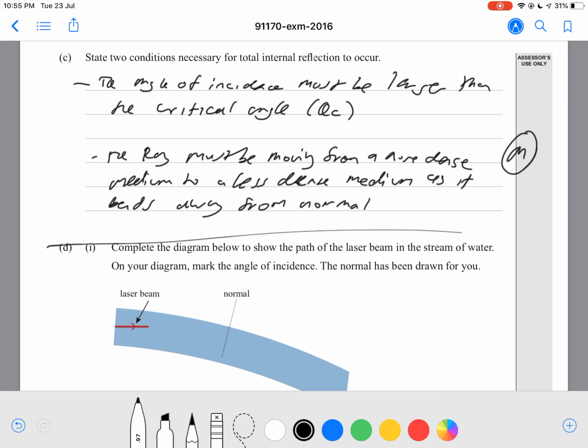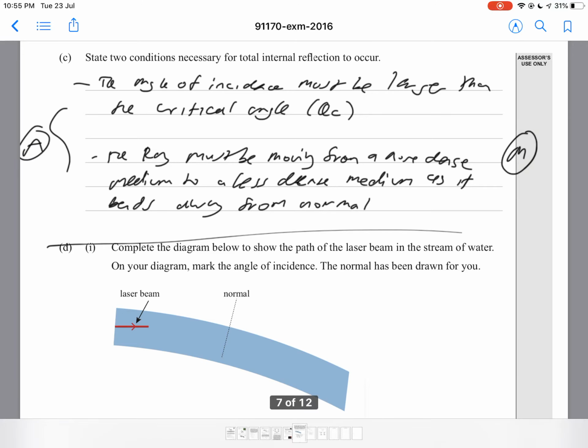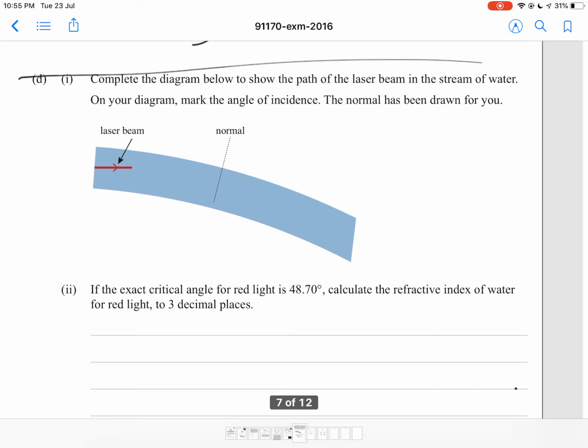And to get an achieved grade, you need any one of these. So any one of these will get you an achieved. Pretty straightforward there, actually. Complete the diagram below to show the path of the laser beam in the stream of water. On your diagram, mark the angle of incidence. The normal has been drawn for you.